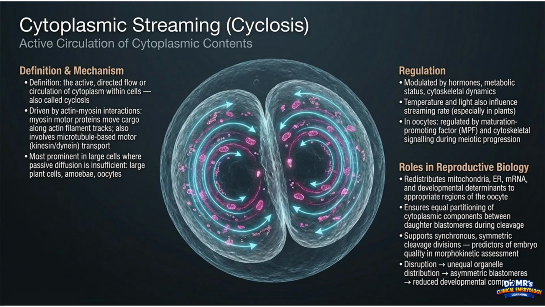Cytoplasmic streaming is most prominent in large cells where the need is greatest. It is famously studied in plant cells, where it is visible under standard light microscopy as the chloroplasts and other organelles sweep around the cell periphery in a beautiful procession. But it is equally important in the oocyte, where it operates throughout meiotic maturation and early cleavage.